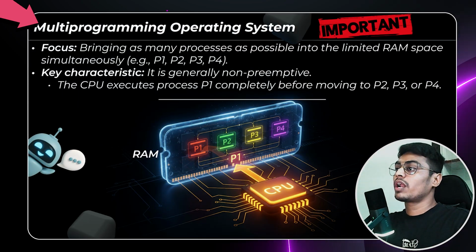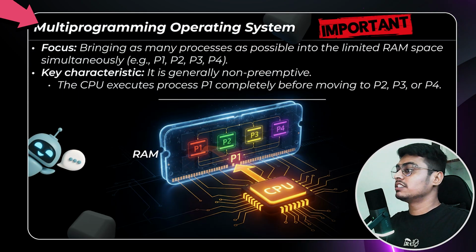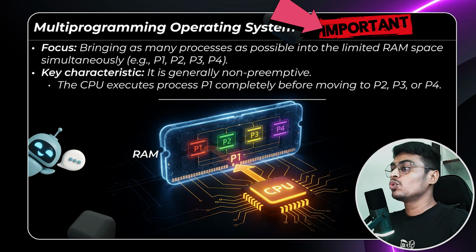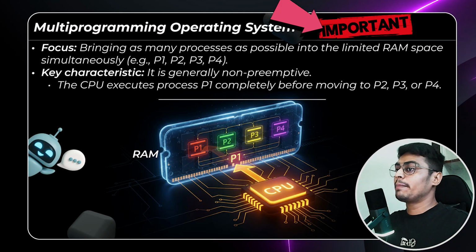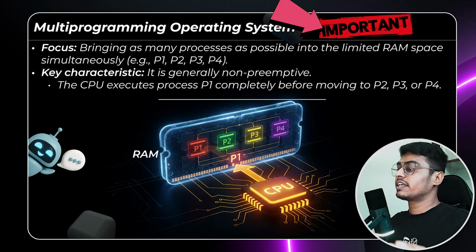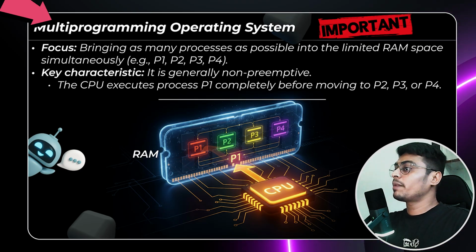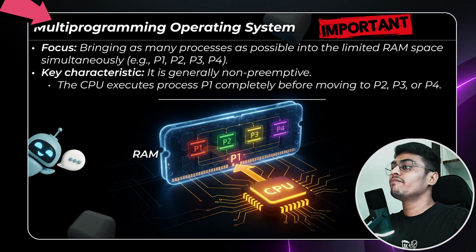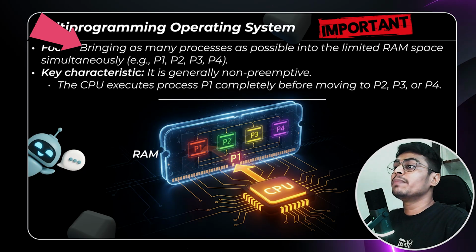Now, multi-programming versus multitasking operating system. Moving forward to multi-programming versus multitasking operating system. These two concepts often confuse students, so let me explain them clearly with their key differences. Now, multi-programming operating system. Multi-programming came first and focuses on bringing as many processes as possible into RAM simultaneously.